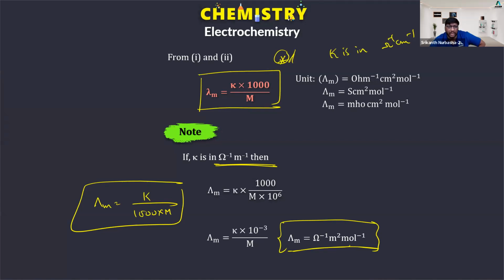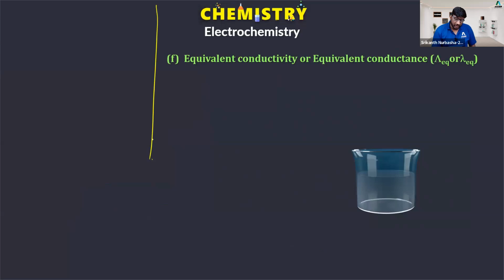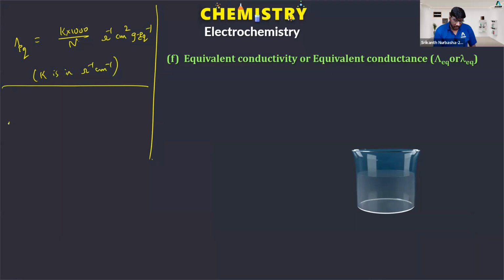Everything is going to be similar in equivalent conductance or equivalent conductivity also. In molar conductance, we defined it as the conductance offered by all the ions produced by one mole of electrolyte in the given volume. In equivalent conductivity, the one mole of electrolyte has to be replaced with 1 gram equivalent of electrolyte. Instead of molarity, you have to use normality. Everything is going to be the same. Equivalent conductance is equal to K into 1000 divided by normality, in ohm inverse centimeter square gram equivalent inverse. Here K is in ohm inverse centimeter inverse. Very good.